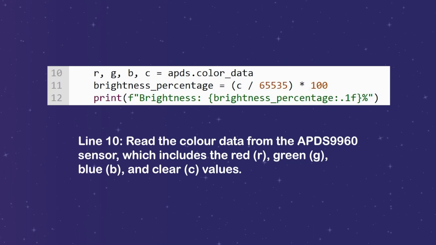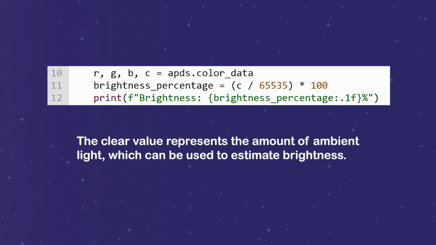Line 10. Read the color data from the APDS sensor, which includes the red, green, blue, and clear values. The clear value represents the amount of ambient light, which can be used to estimate brightness.